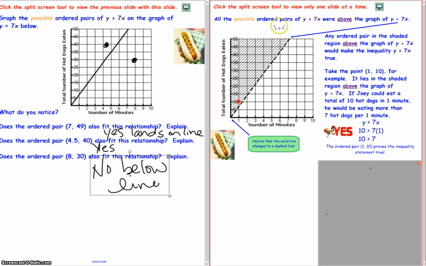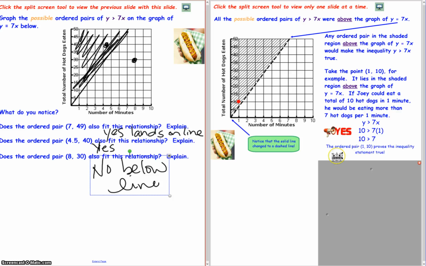So, all the possible ordered pairs of y is greater than 7x were above the graph. Any ordered pair in the shaded region above the graph, because y had to be greater, so that means we would have shaded this, would make the inequality true. Take the point 1, 10, for example. It lies in the shaded region above the graph. If Joey could eat a total of 10 hot dogs in 1 minute, he would be eating more than the 7 hot dogs per minute. So 10 is greater than 7? Yes. So the ordered pair 1, 10 proves the inequality statement true.